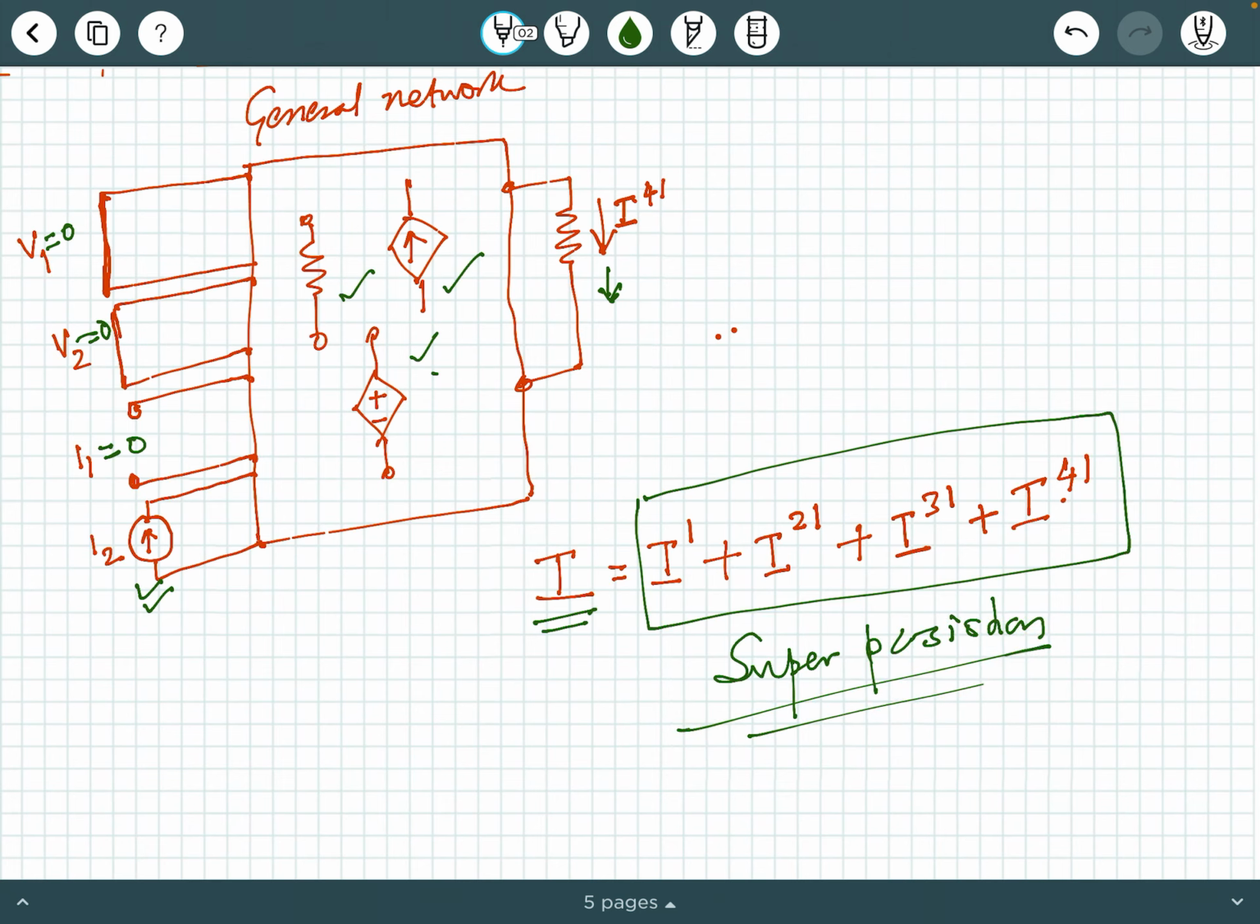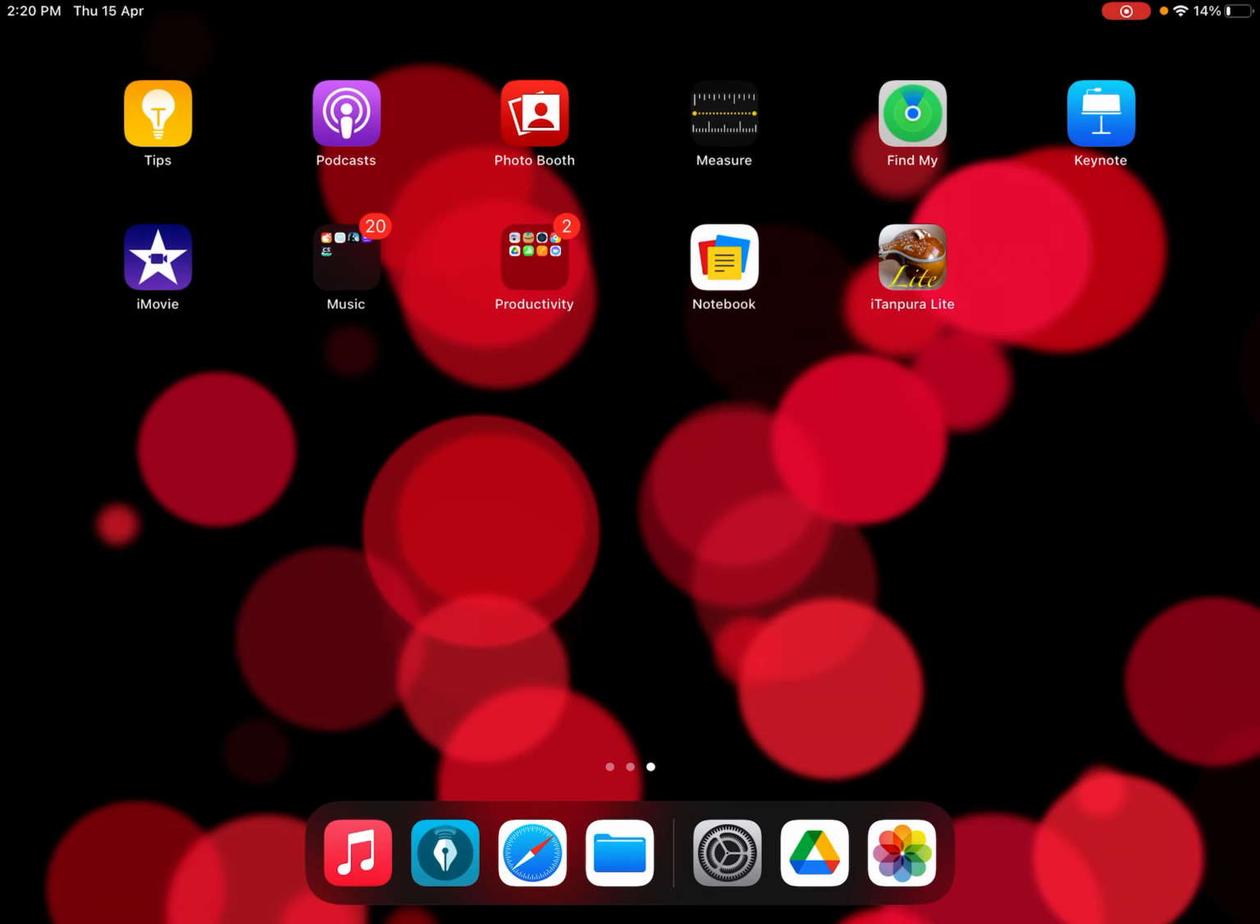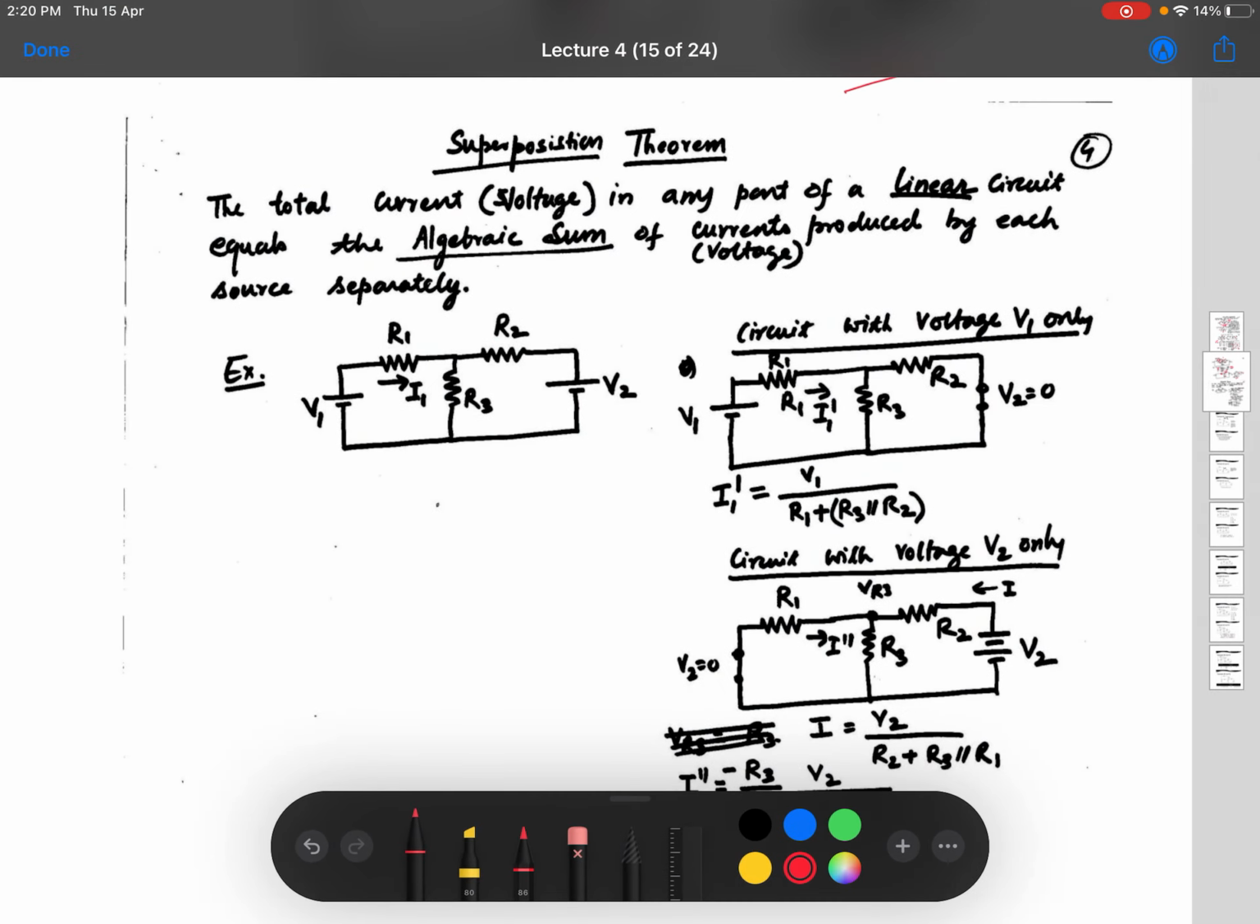That is, you are superposing the effect of each source one by one in a circuit and finding the effect of all the sources acting together. So that is what the superposition theorem actually says. We'll just take up an example to illustrate this. Let's take this example here. First a simple example, then we'll later go for a slightly complicated one.